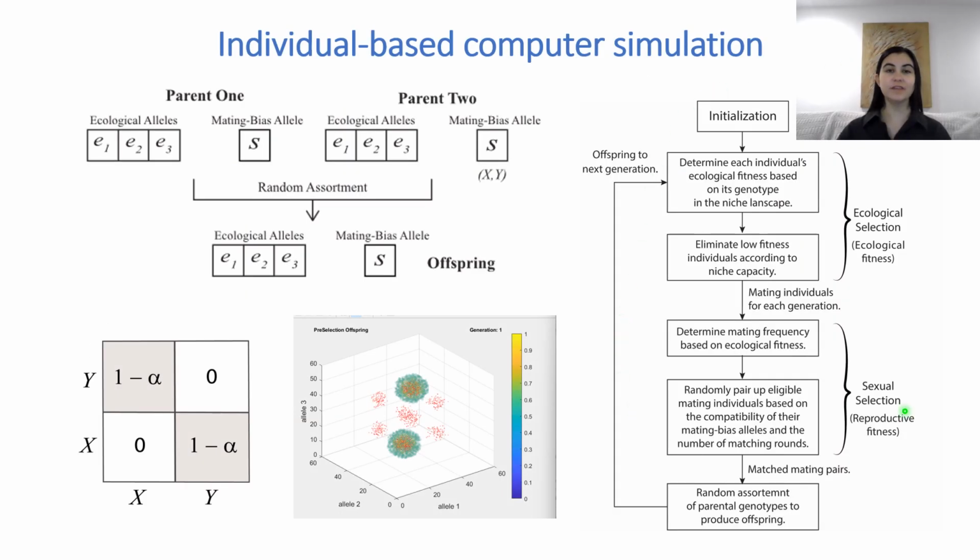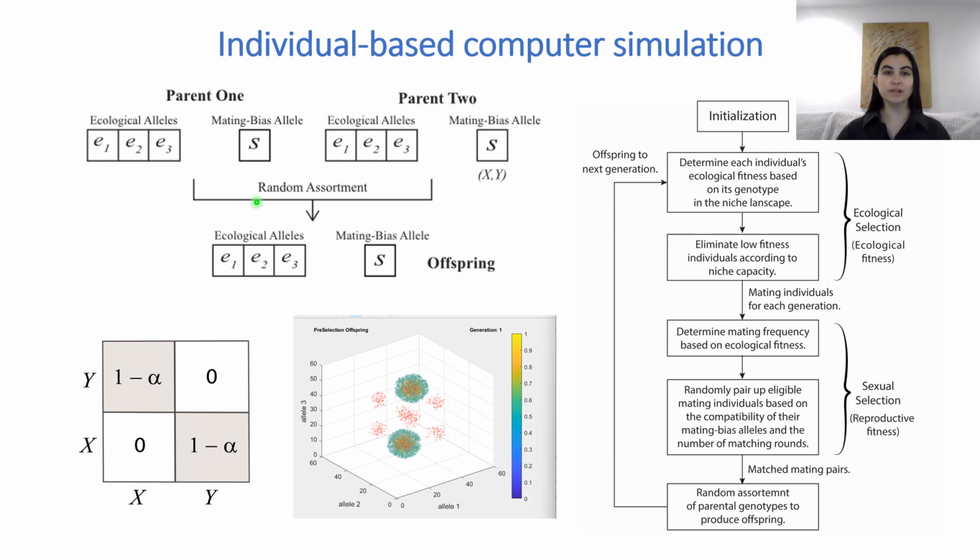Here on the right, you can see the flow chart for the computer application that we have developed to investigate the mechanism of sympatric speciation. It can be broken down into two parts of the life cycle: the ecological selection and sexual selection. We first utilized individual-based computer simulation under the following parameters for genotype. We assumed each individual has 3 gene loci for ecological alleles and 1 gene locus for mating bias alleles. When 2 individuals mate, they produce offspring via random assortment.